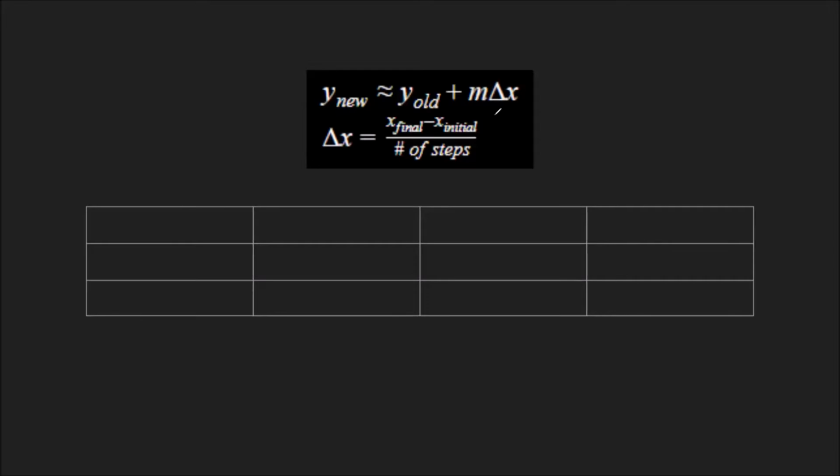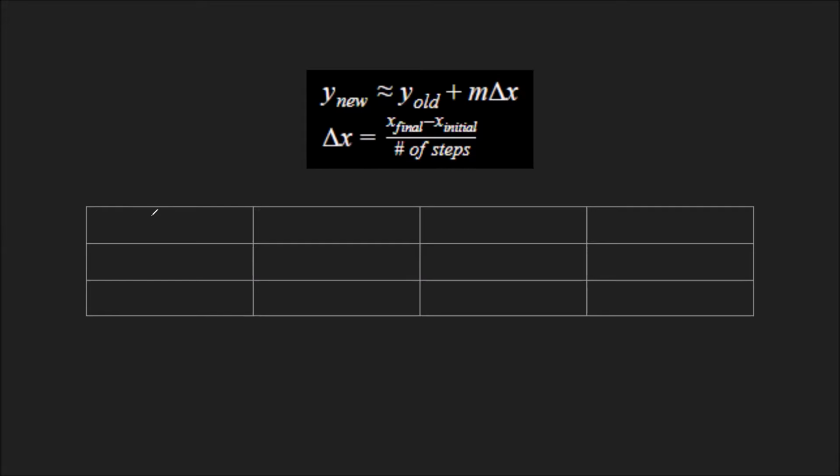It states that the new value of y is approximately equal to the old value of y plus the slope times delta x. Now, delta x is equal to the final value of x minus the initial value of x over the number of steps. And they will tell you the number of steps, and it really just means however many times you're going to approximate a new value. And so what I'd like to do is create a graphical organizer.